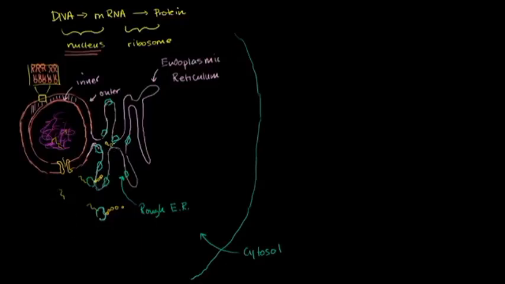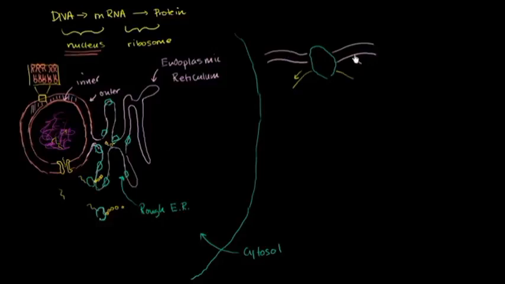Let me draw that a little bit better. So let's say that this right over here is the membrane of the endoplasmic reticulum. And then as an mRNA is being translated into protein, the ribosome can attach. Let's say that this right over here is the mRNA that is being translated.